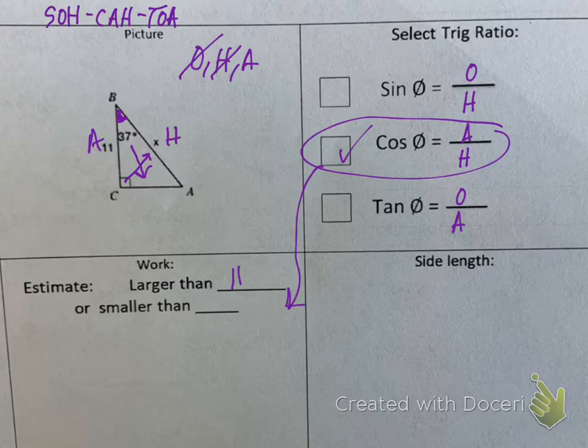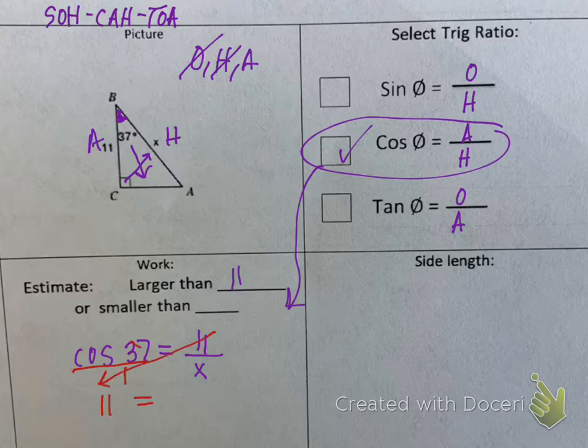So let's plug in from the picture. So I would have cosine, the reference angle is 37 degrees, and that's equal to adjacent, which is 11, and the hypotenuse, which is x. So to solve this, make the left side a fraction by putting a 1 under and then cross multiply. So 1 times 11 is 11, and that's equal to cosine of 37 times x is just x times cosine of 37. I just write the x in front. It doesn't matter if you write it in front or behind.